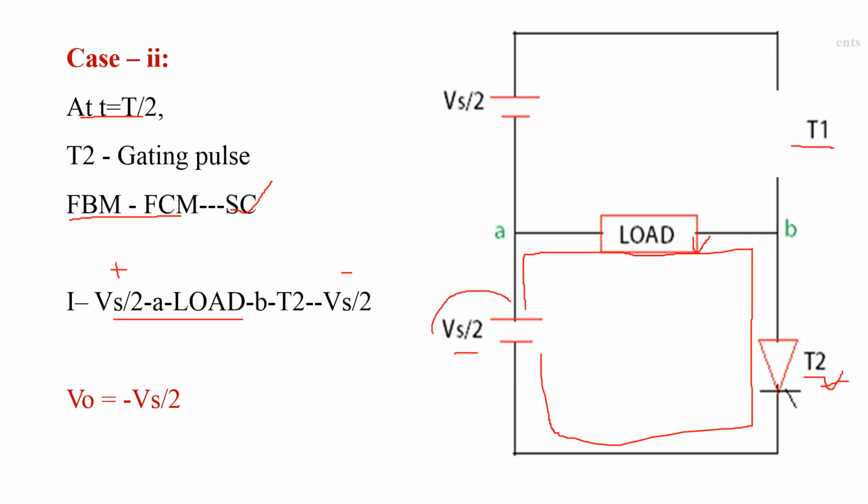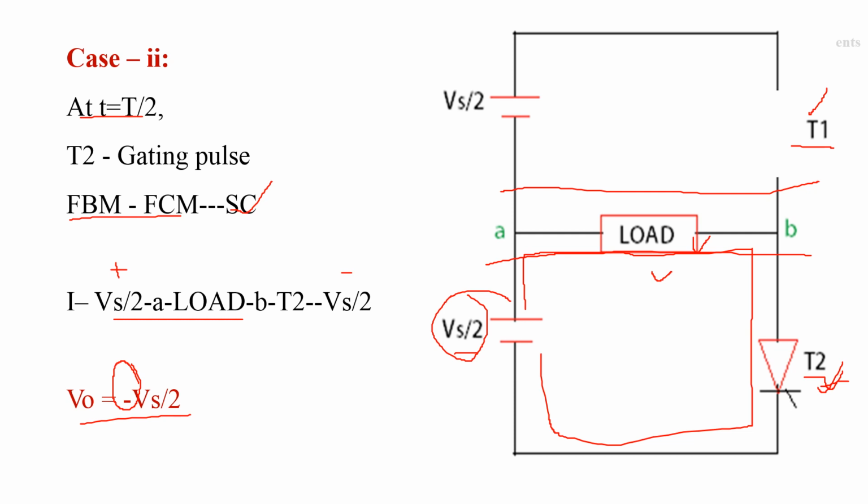The total amount of input voltage appears across the load, that is V0 is equal to minus Vs by 2. Here the negative sign indicates the opposite direction of current. In the previous case, current was flowing from terminal B to terminal A due to the conduction of T1. But in this case, current is flowing from terminal A to terminal B due to the conduction of T2. That is, the current direction is opposite compared to the previous direction.